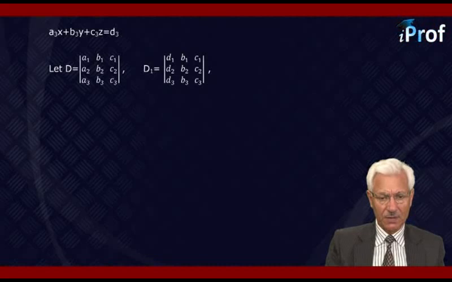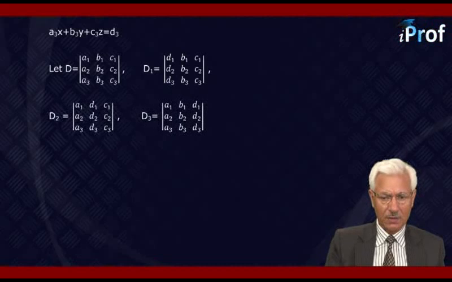D1 is the determinant where d1, d2, d3 replace the column of coefficients of x, that is a1, a2, a3 are replaced by d1, d2, d3. The next two columns remain the same, that is b1, b2, b3 and c1, c2, c3. Similarly, D2 is obtained by replacing the coefficients of y by the constants d1, d2, d3. Hence, D2 equal to a1, a2, a3 as the first column, d1, d2, d3 as the second column, c1, c2, c3 as the third column. Similarly, D3 is equal to first column a1, a2, a3, second column b1, b2, b3 and the third column is d1, d2, d3, which replaces c1, c2, c3.